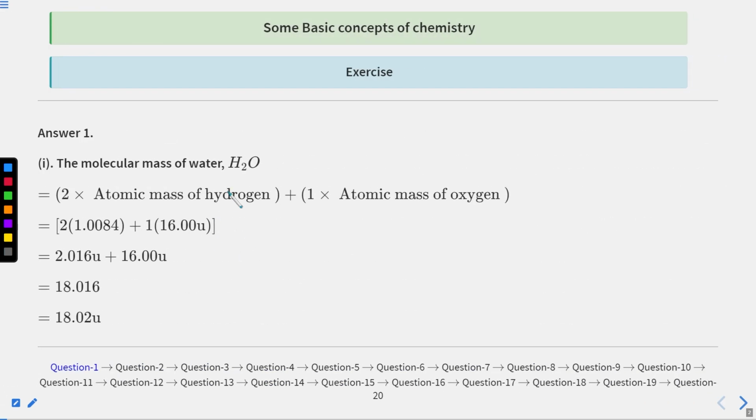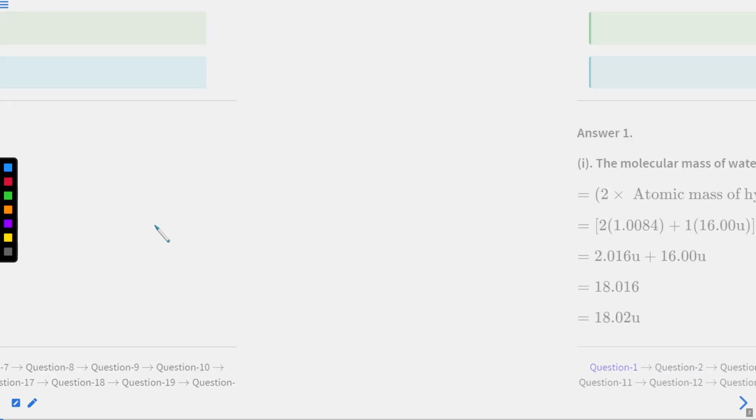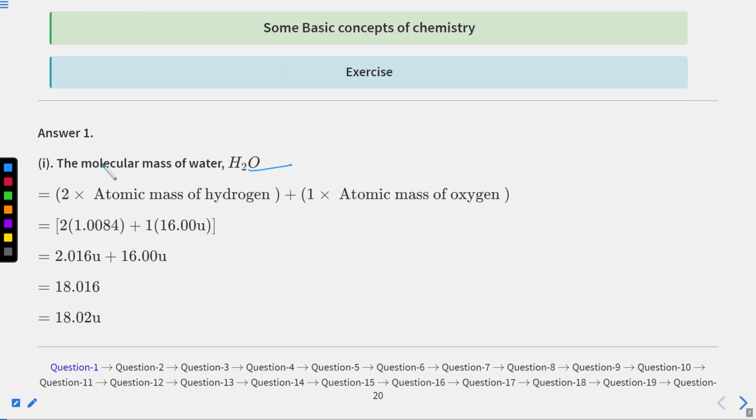Let us see the solution. So for H2O, 2 into atomic mass of hydrogen plus 1 into atomic mass of oxygen, that would give us 2 into 1.008 and so on. And one more thing I want to mention here: we have to calculate the molar mass and not the molecular mass.